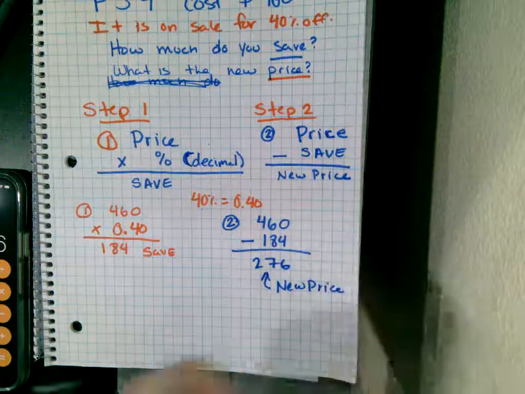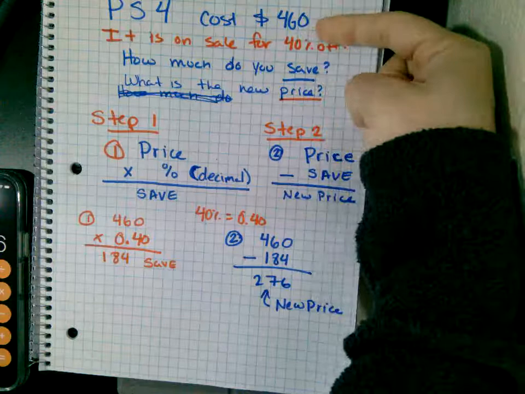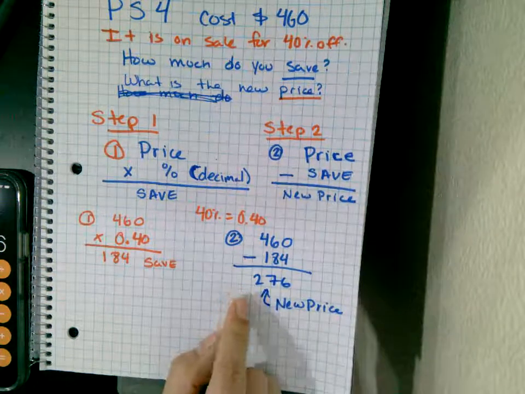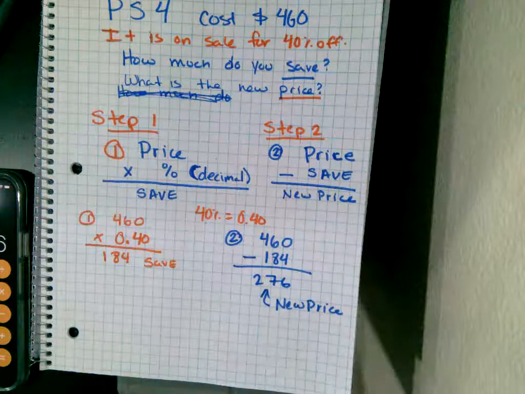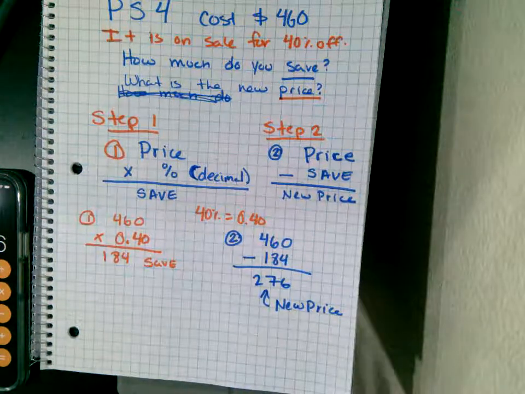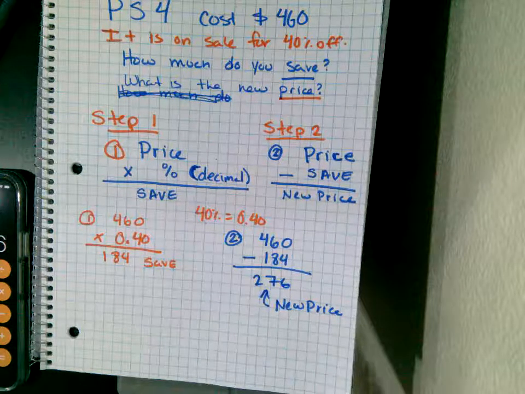So instead of paying $460 for the PlayStation 4, I end up paying $276 before taxes. But it's a lot of savings, right? I'm saving $184. That's a lot of money. That's a lot. I could probably buy some games, right?